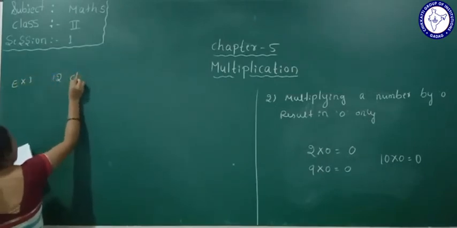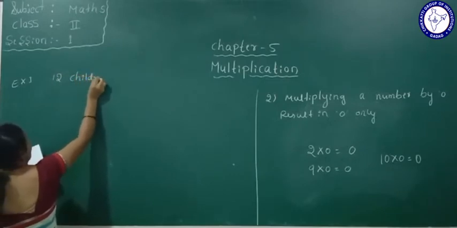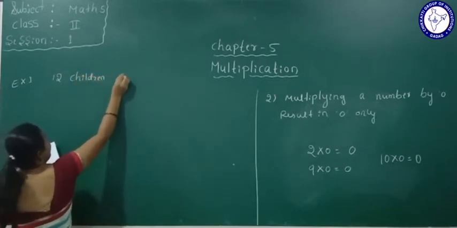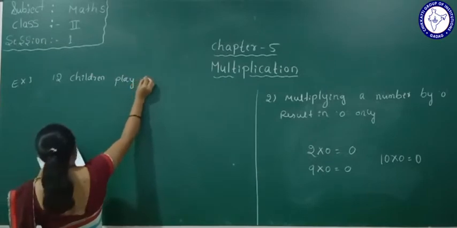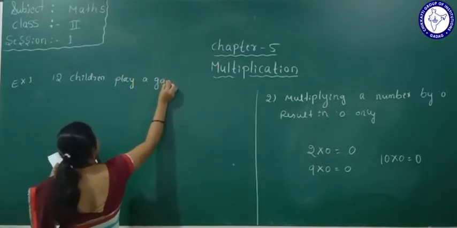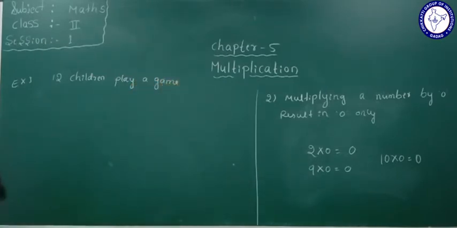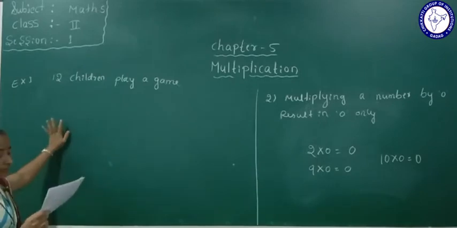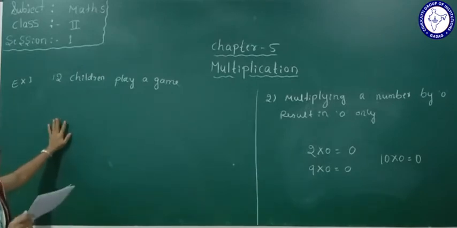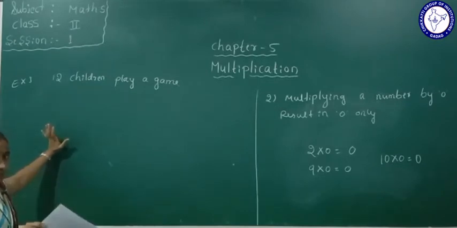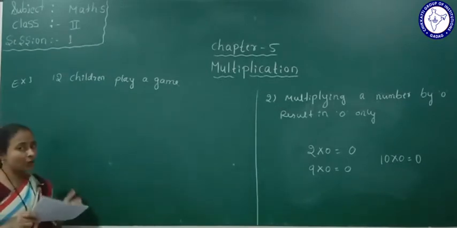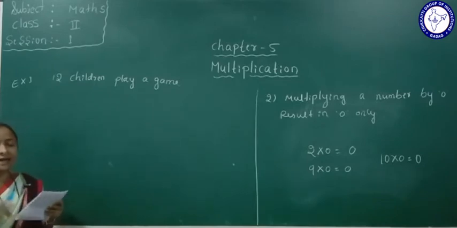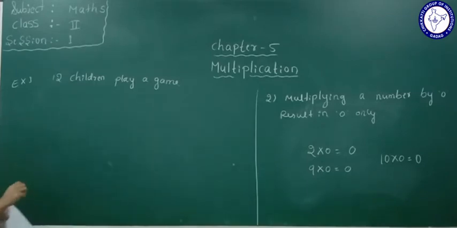12 children play a game. How many children are playing here? There are 12 children, they are playing. Okay, so if the leader asks the children, what did he ask? To form a group of two members. It means 2 members, 1 group. So they stand as he told.